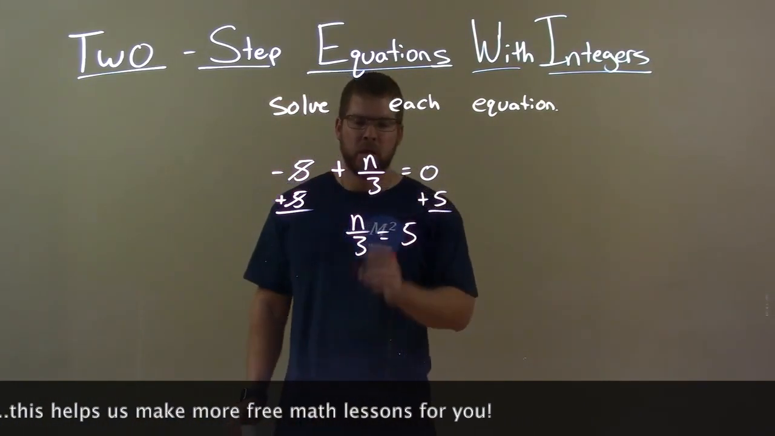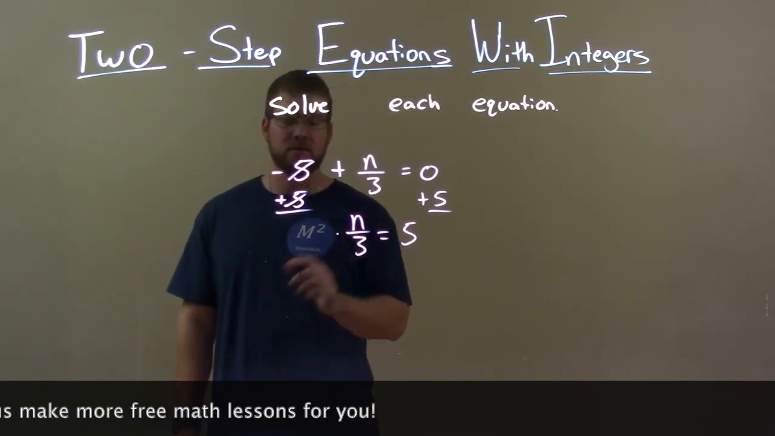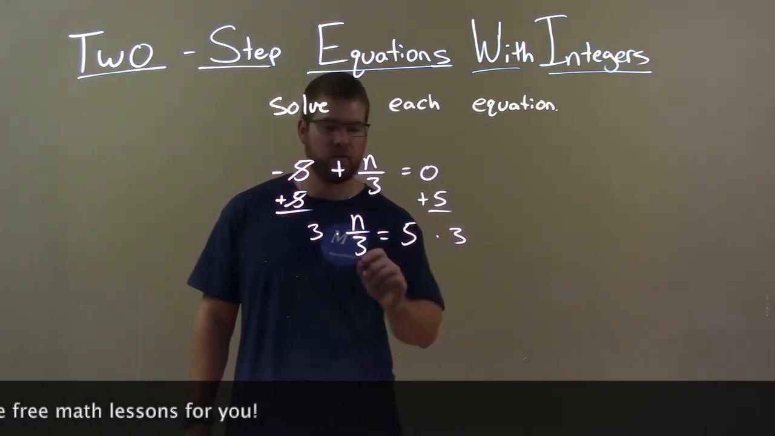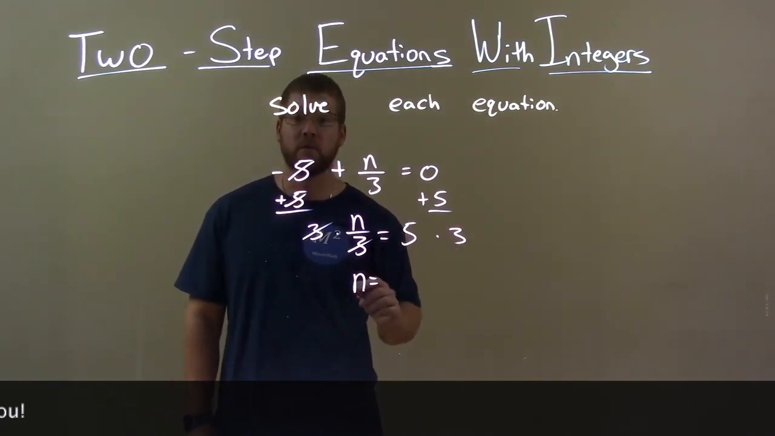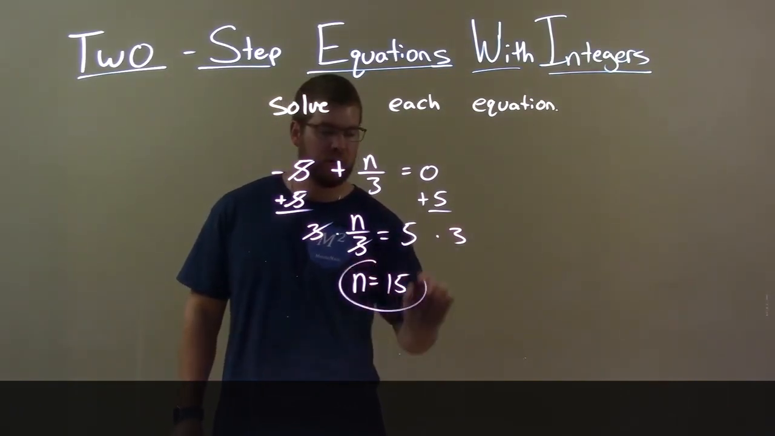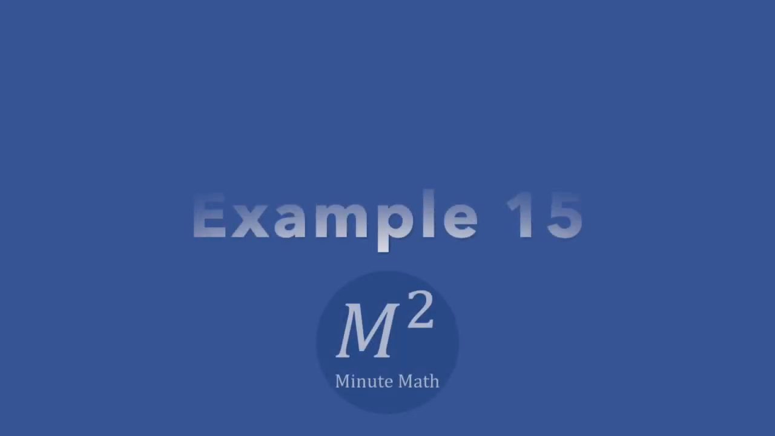All right? Now we're dividing by 3, so opposite of division is multiplication. Multiply both sides by 3. 3's cancel, giving me n by itself here, and 5 times 3 is 15. And so my final answer is n equals 15.